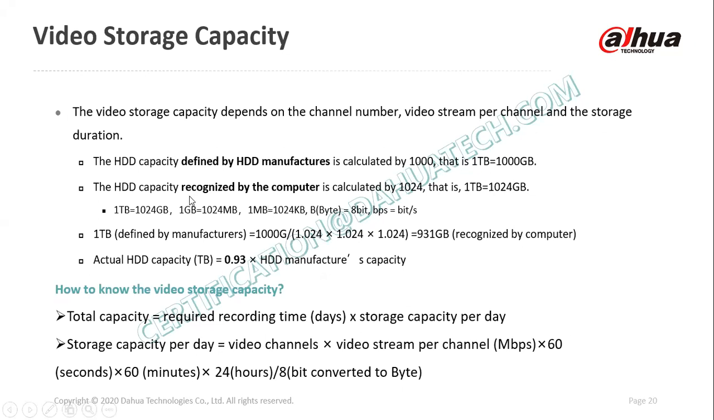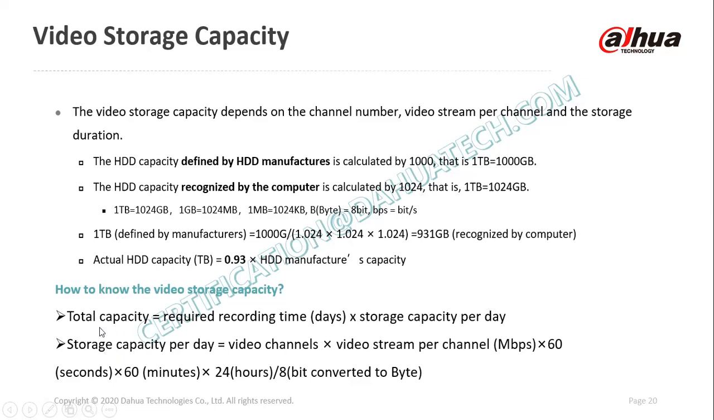So we are talking about recording for hard disk. So we were saying if you have a system where you have 1 terabyte, you can utilize only 931 GB. So total capacity is calculated by the number of recording required time times the storage capacity.